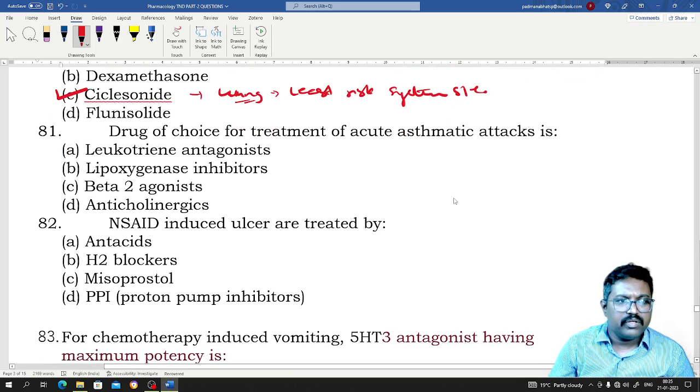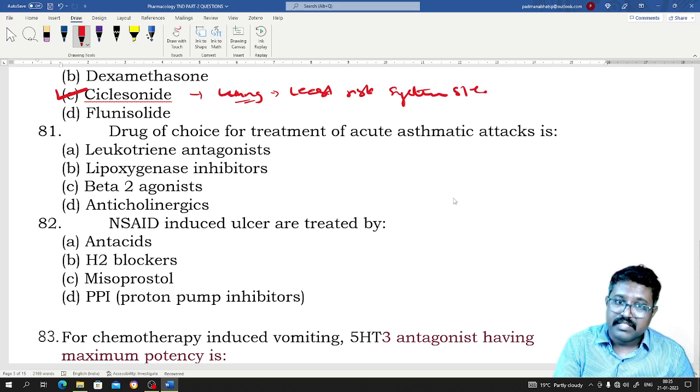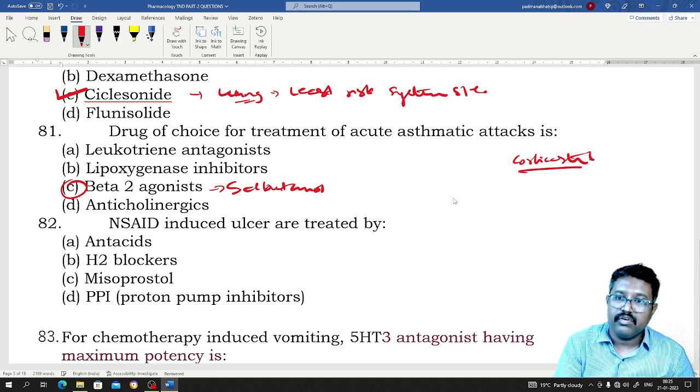So moving on to the 81st MCQ, that is the drug of choice for the treatment of acute asthmatic attack. It is always the beta-2 agonist, like salbutamol. Please don't confuse it with the corticosteroid. Corticosteroids are required for long term.